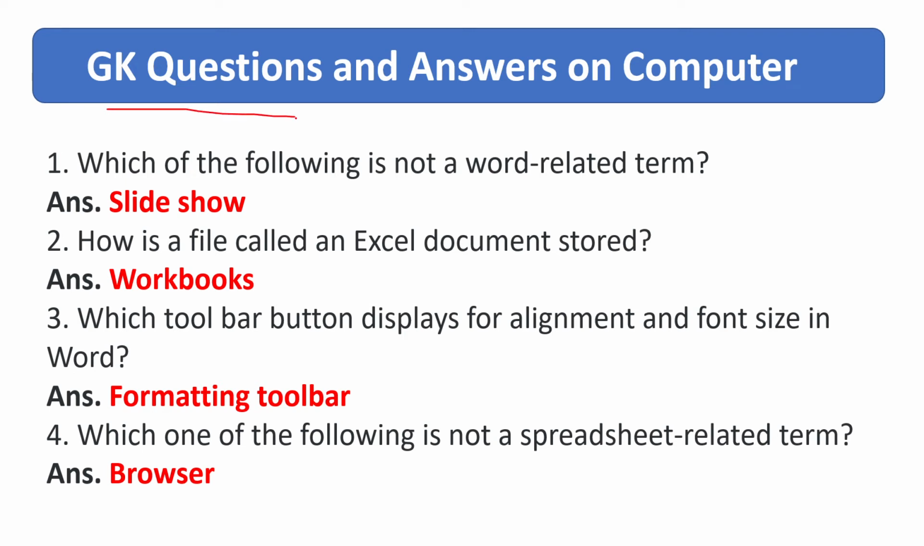GK questions and answers on computer. Which of the following is not a word related term? Answer is slideshow. How is a file called an Excel document stored? Answer is workbooks. Which toolbar button displays for alignment and font size in Word? Answer is formatting toolbar. Which one of the following is not a spreadsheet related term? Answer is browser.